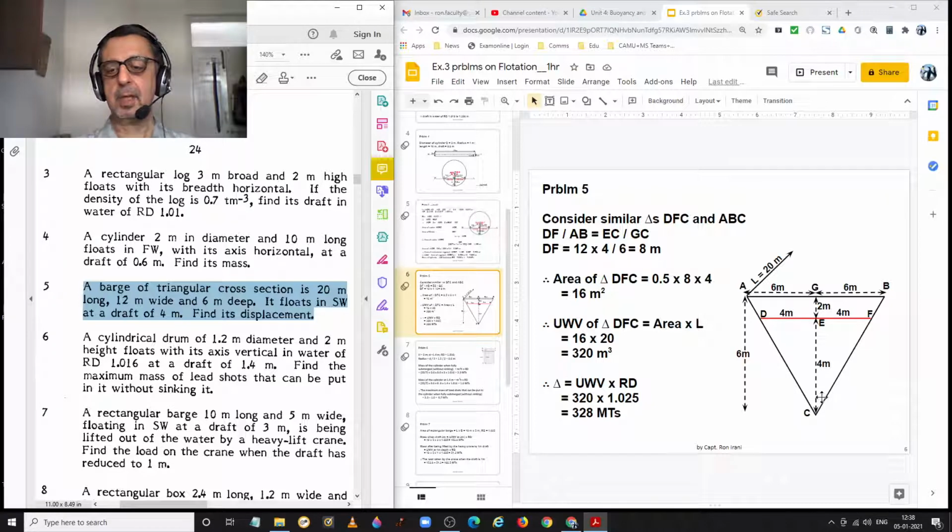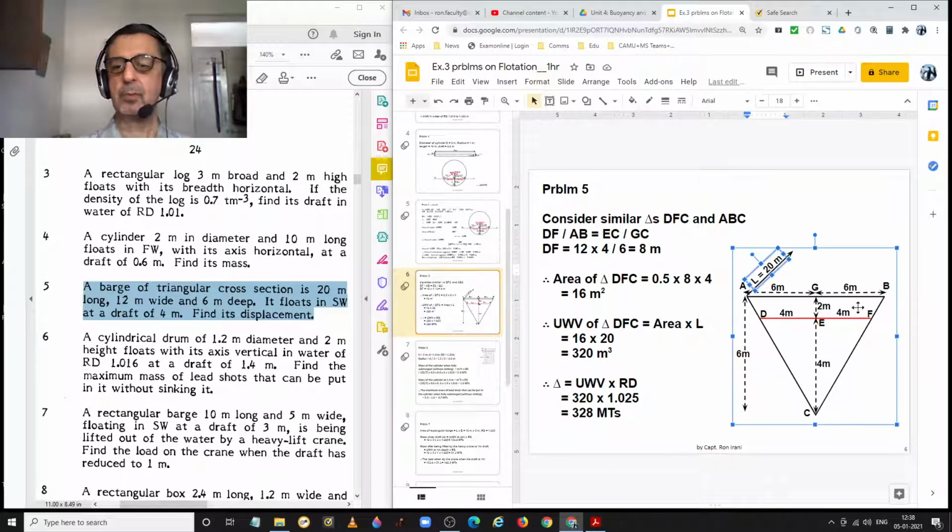So refer to the drawing on the slide on the right hand side. You have a barge of triangular cross section whose length is 20 meters, 12 meters wide. It is divided into two parts at the point G, center of this breadth AB. So each section is equal to 6 meters and it is 6 meters deep.